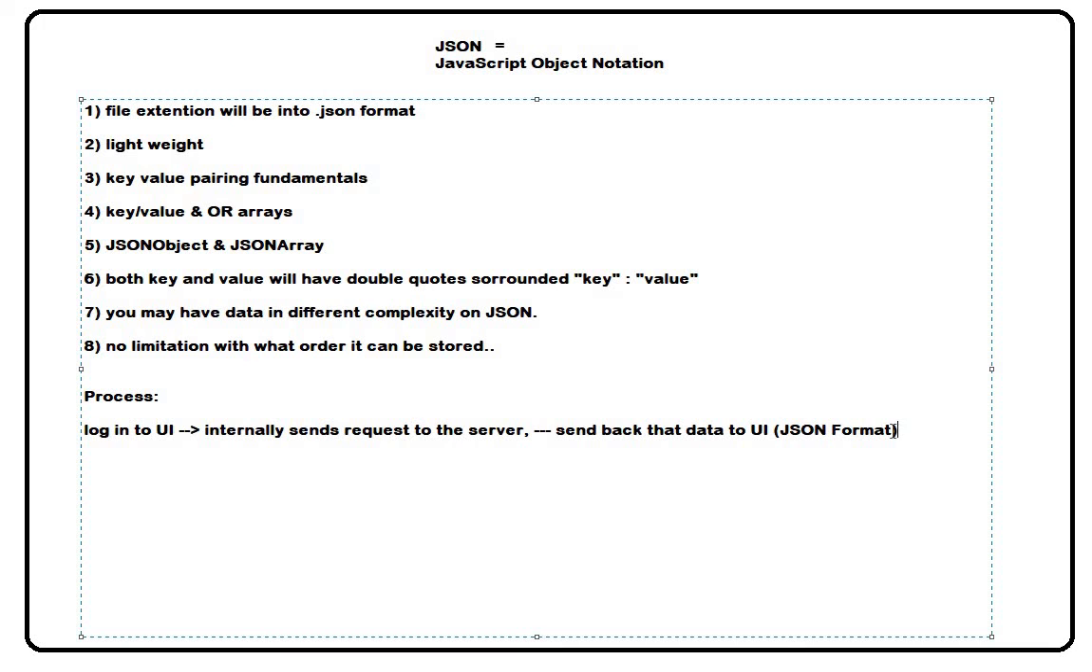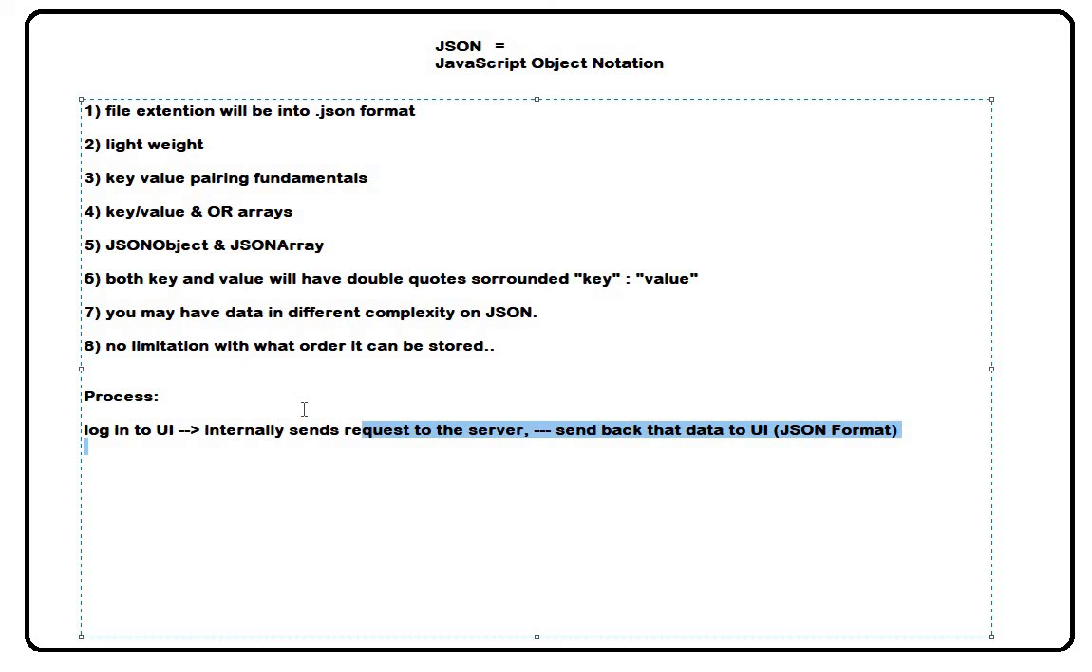JSON format will contain the information that you might need. Maybe you are only going to need certain information, but the server will send whatever information is available, and then the filtering of that data is done by the UI developer, right? They will parse that data into however they want to present it to you as an end user, right? So this is how the process works.